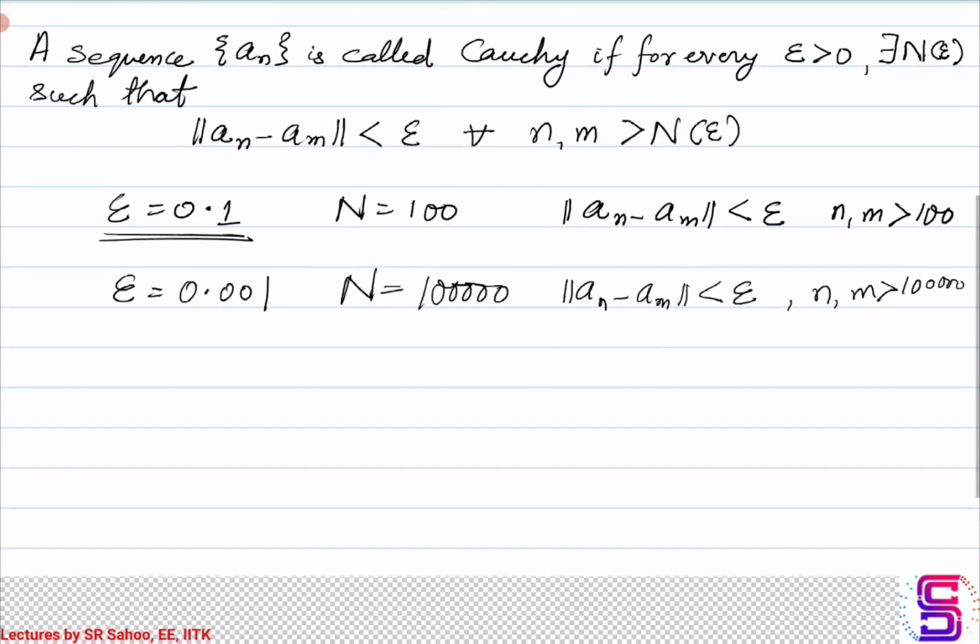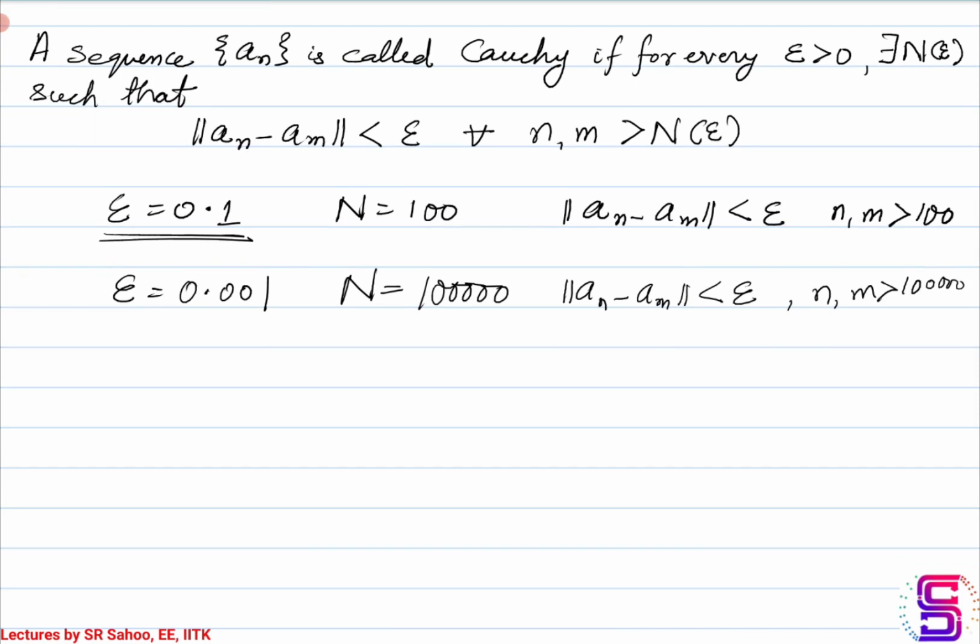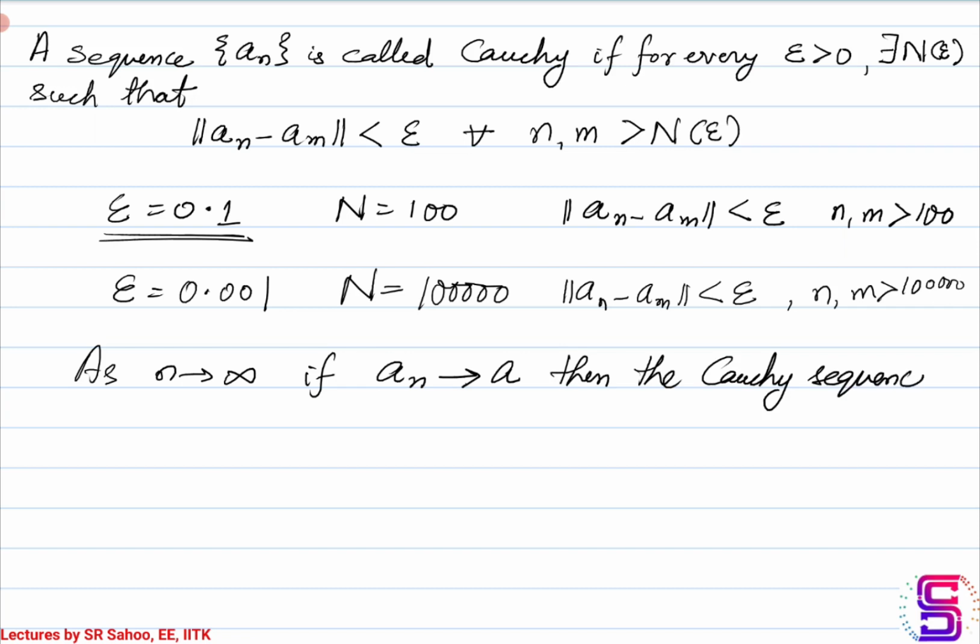Now note that as n approaches infinity, if a_n approaches a value a, then we say that the Cauchy sequence is convergent.